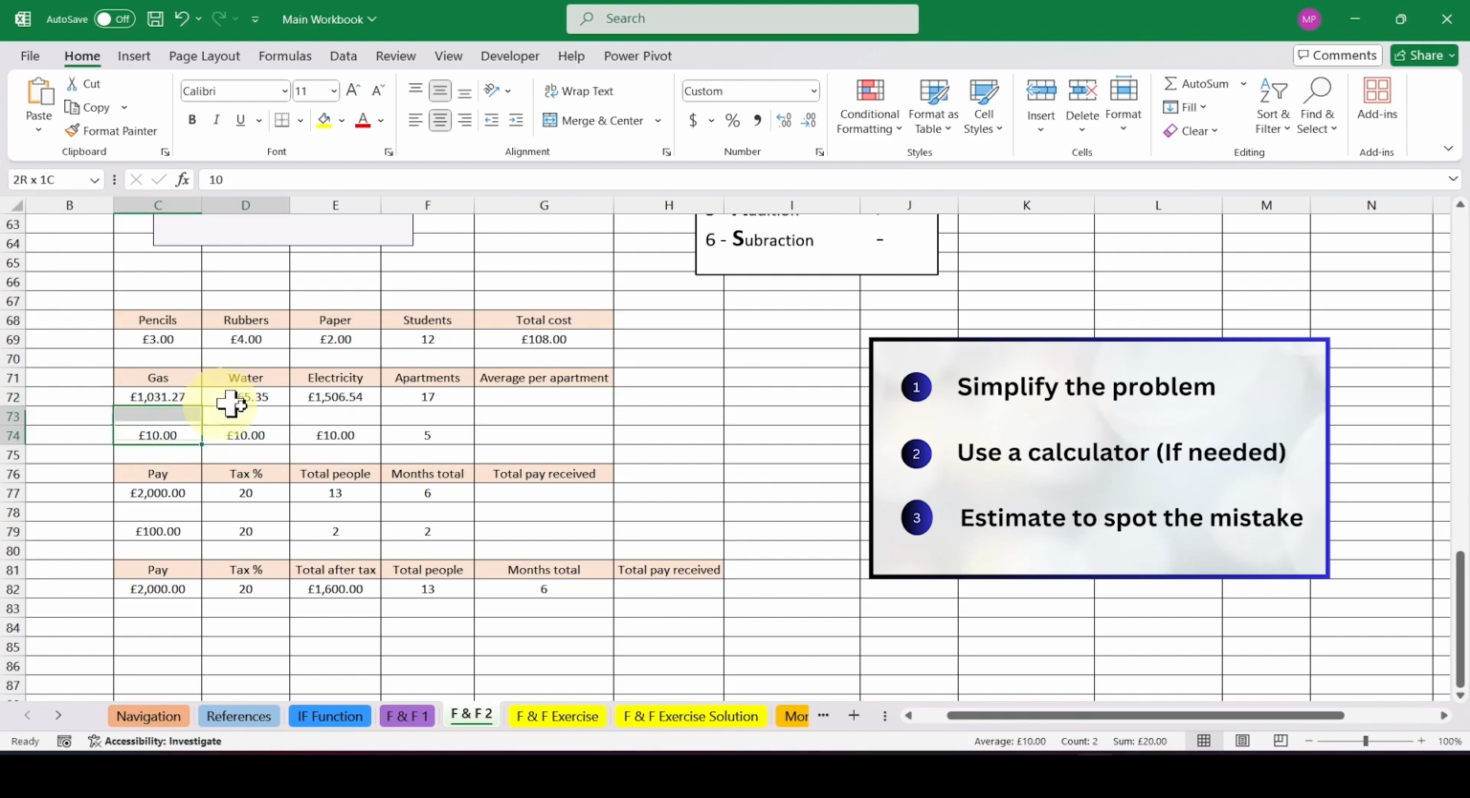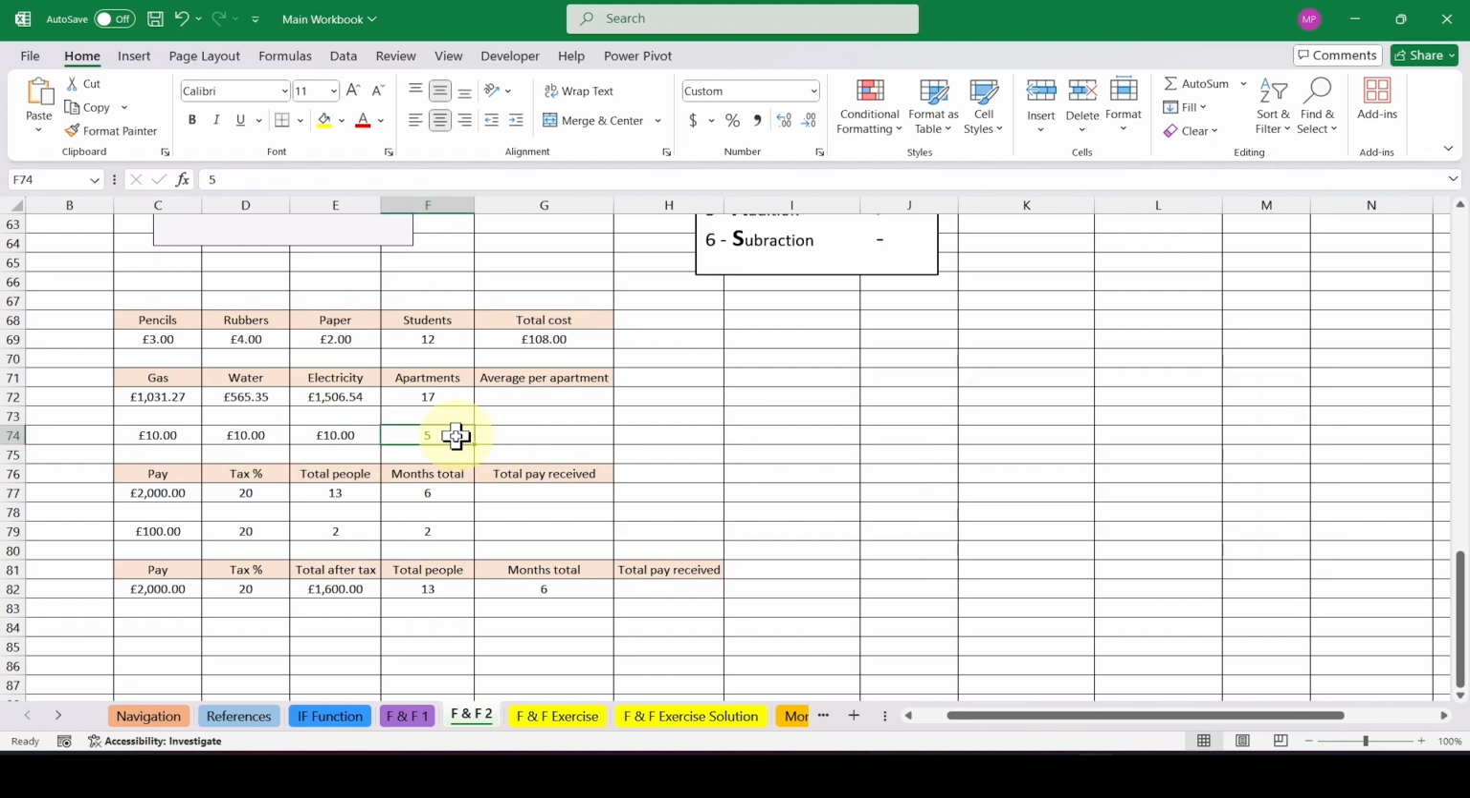Well, as you can see here, I have actually simplified the problem. I have changed the gas amount into 10 pounds, and the same thing I have done for water and electricity as well. And I have changed the number of apartments to 5. When you simplify the problem, it is usually a good idea to simplify it down to, let's say, tens and fives, because figures in tens and fives are very easy to work out. So I know that the answer for this particular problem should be 6, which comes out as 10 plus 10 plus 10, which equals 30. And when we divide it by 5, we get our answer as 6.